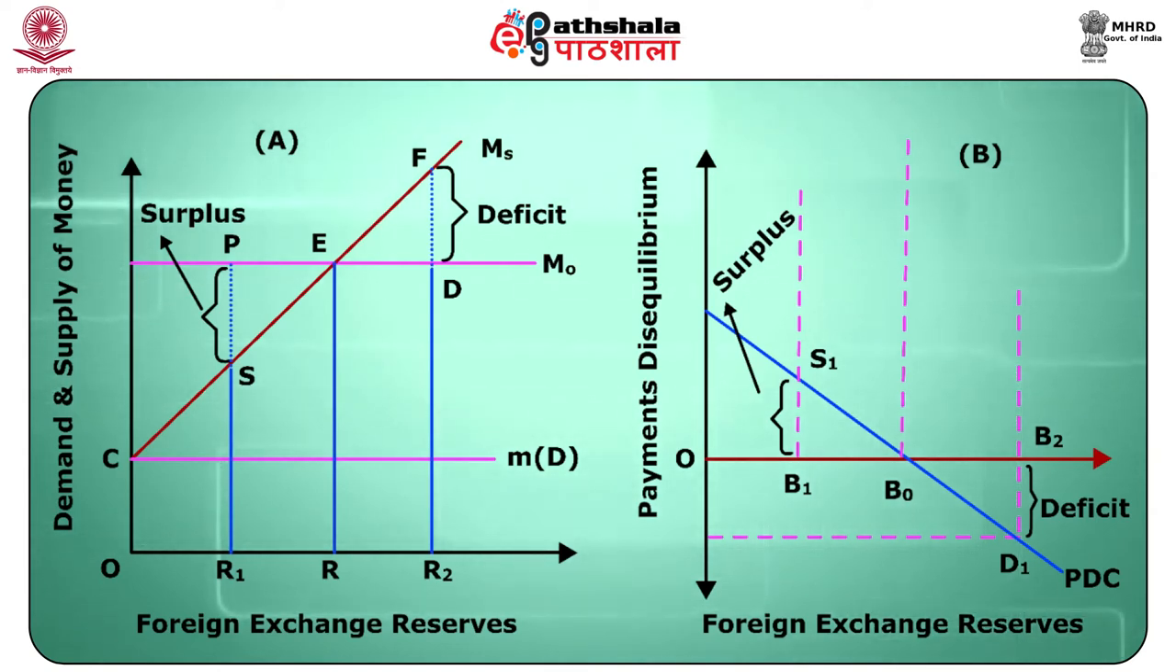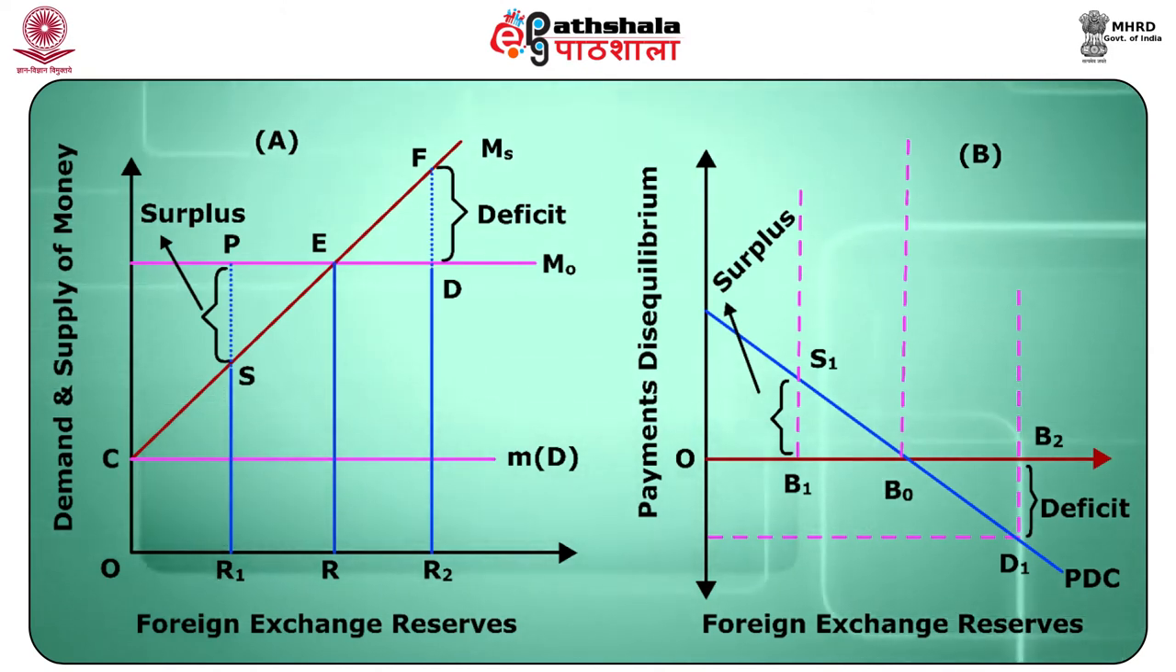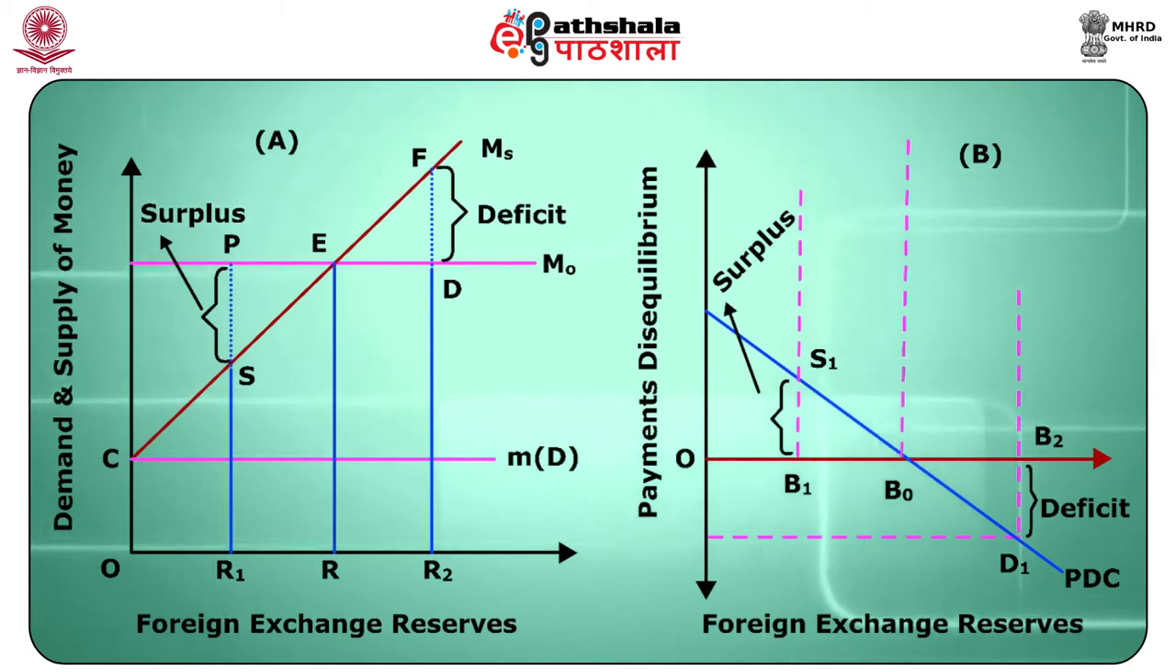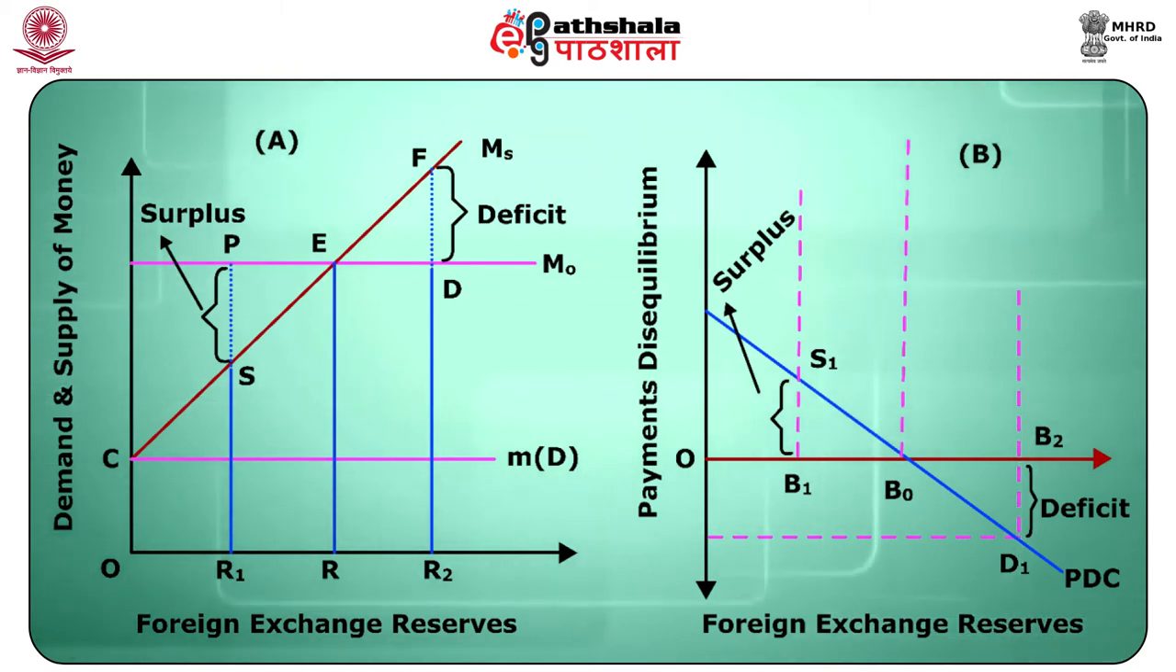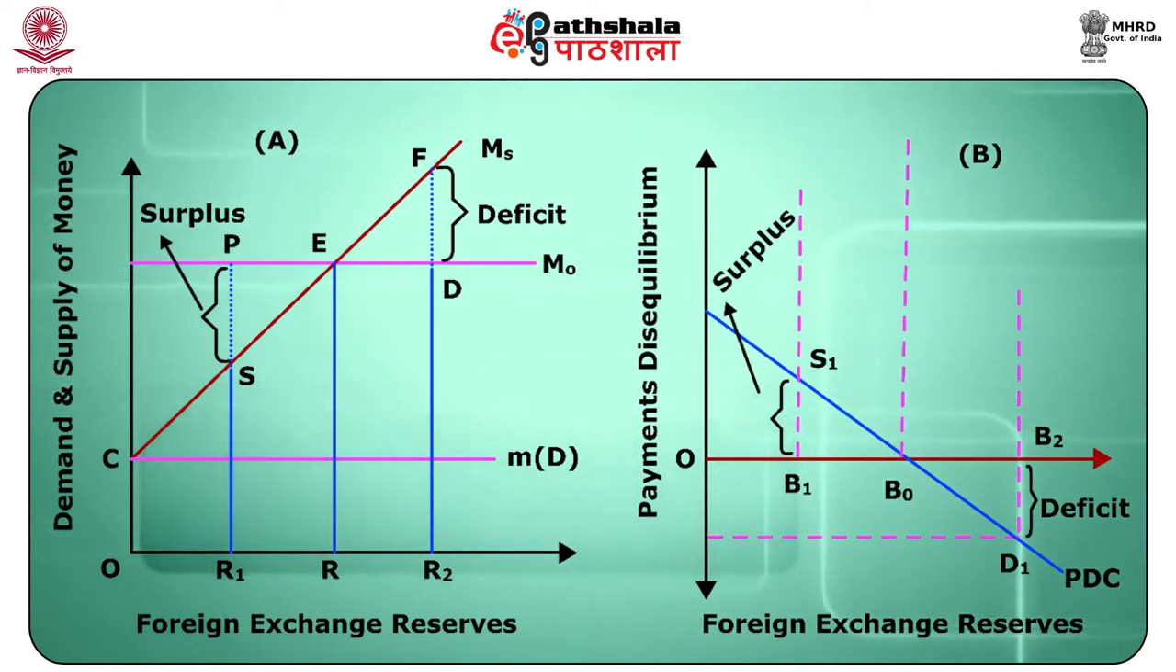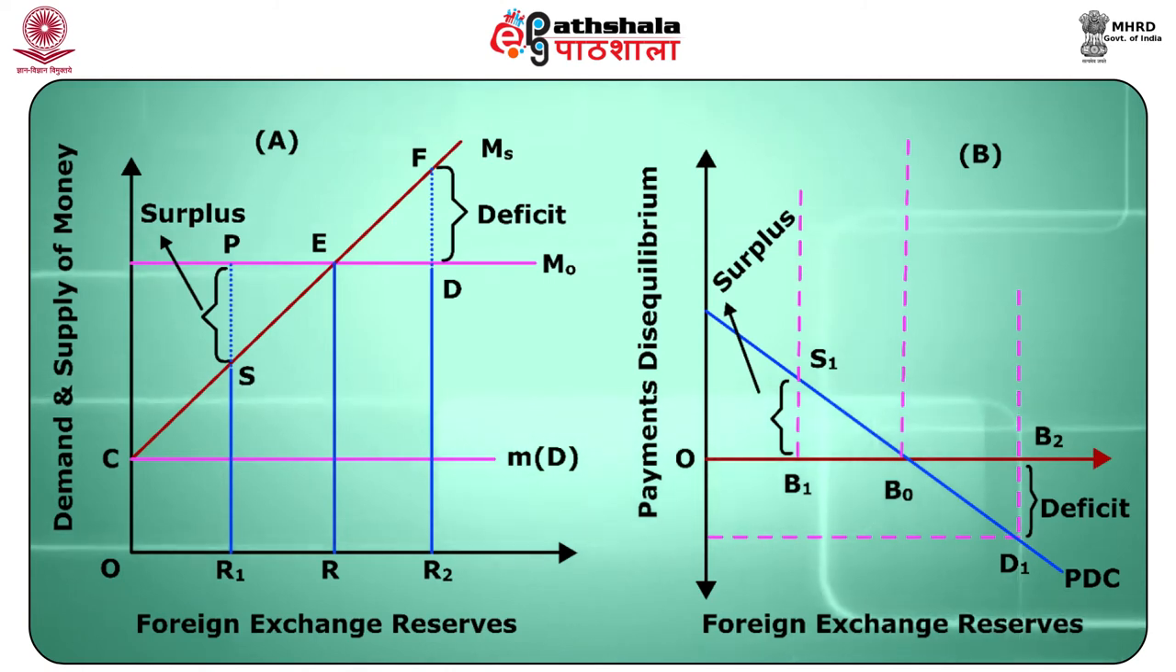On the other hand, if MS is greater than MD, there is a deficit in the BOP equal to DF. There is outflow of foreign exchange reserves which decline from OR2 to OR and reduce the money supply so as to re-establish the BOP equilibrium at point E. The same process is illustrated in panel B of the figure, where BOP disequilibrium is self-correcting or automatic when B1S1 surplus and B2D1 deficit are equal.